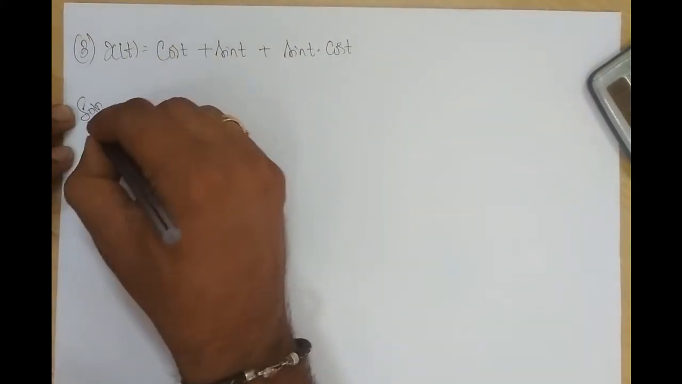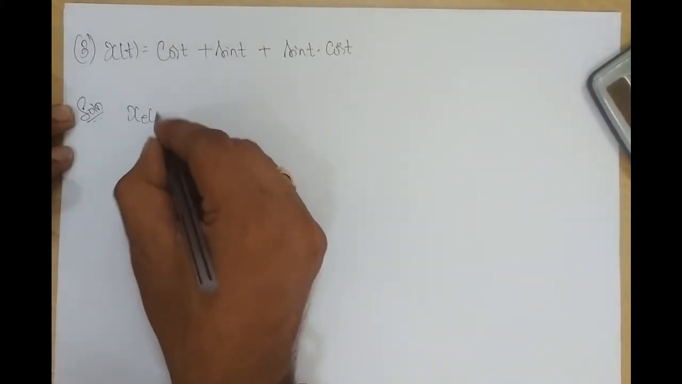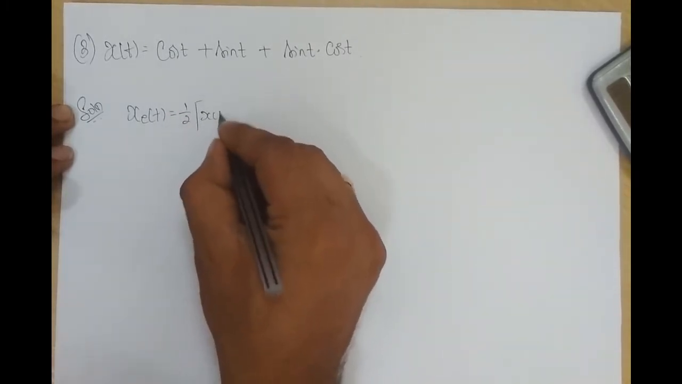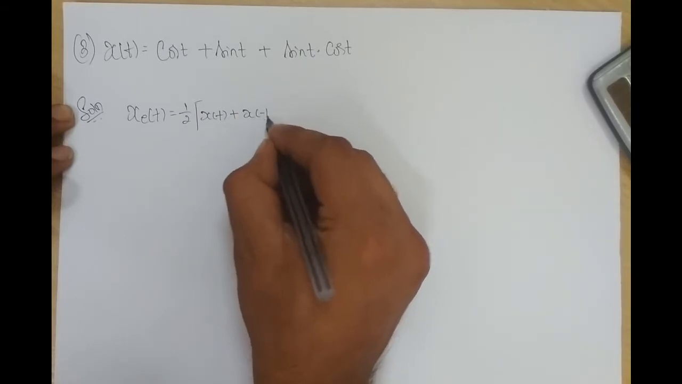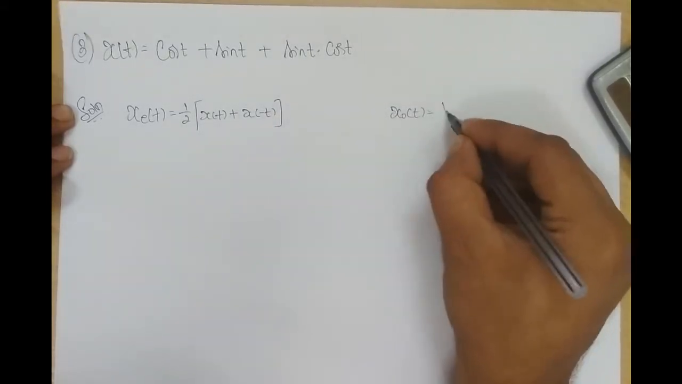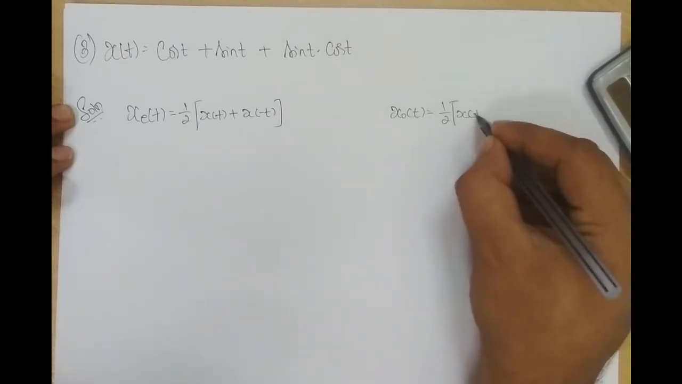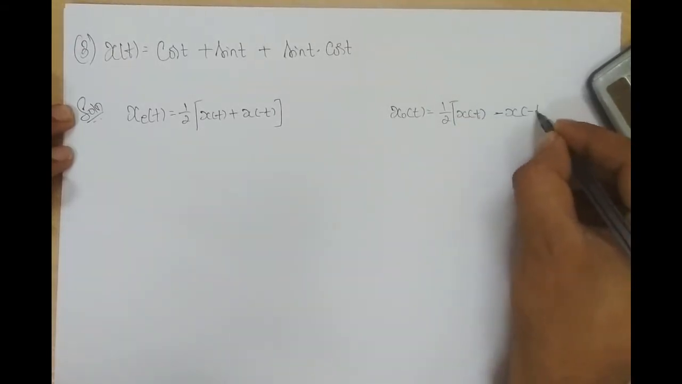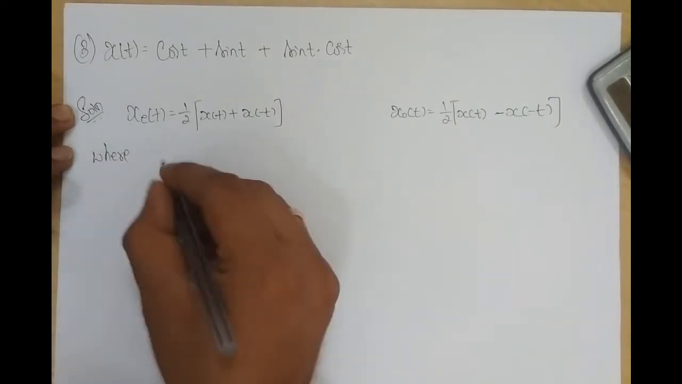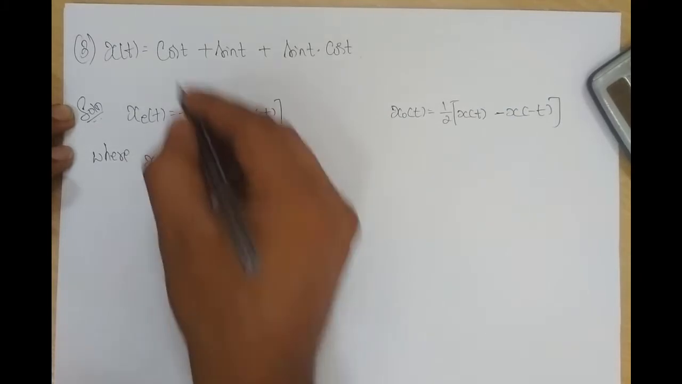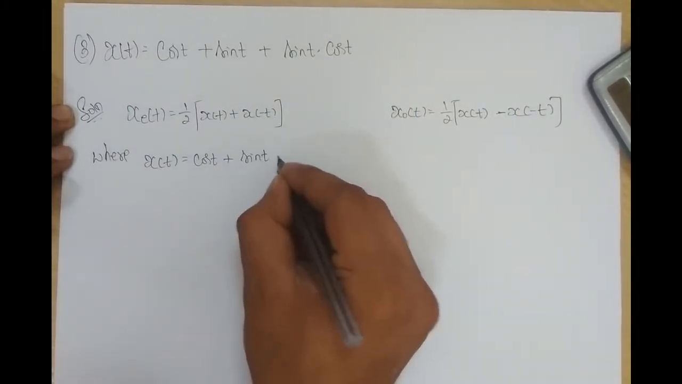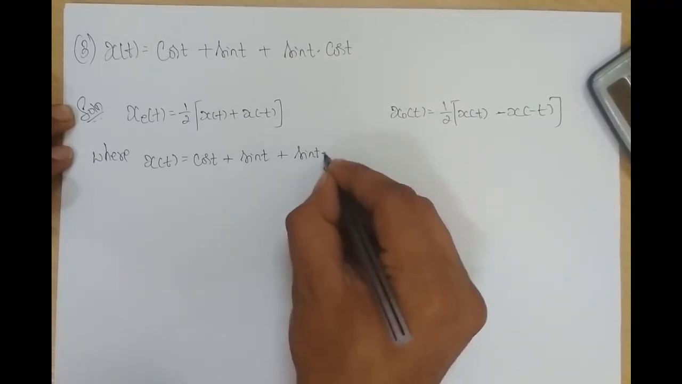So, solution. What is the equation to find the even component? Xe of t is 1 by 2 times x of t plus x of minus t. What is the equation to find the odd component? Xo of t is 1 by 2 times x of t minus x of minus t, right? And what is x of t? X of t is the given signal, which is cos t plus sin t plus sin t cos t.